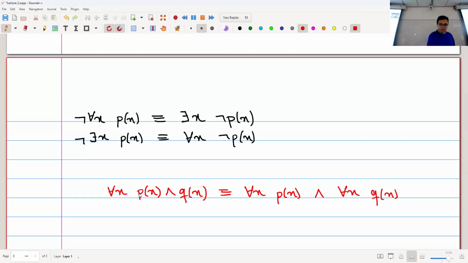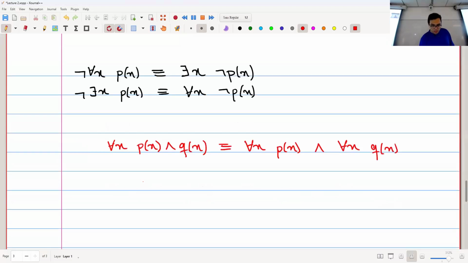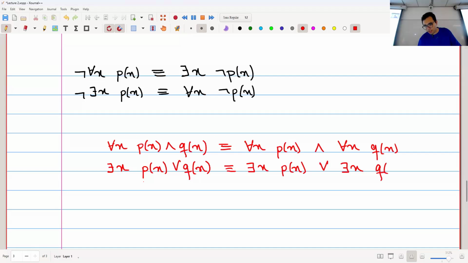Okay. Another thing I can do here is this. Let's say I say there exists an x such that P of x or Q of x. I say that this is equivalent to there exists an x P of x or there exists an x Q of x. Why is this the case? Again, I'm just going to give you the intuition.